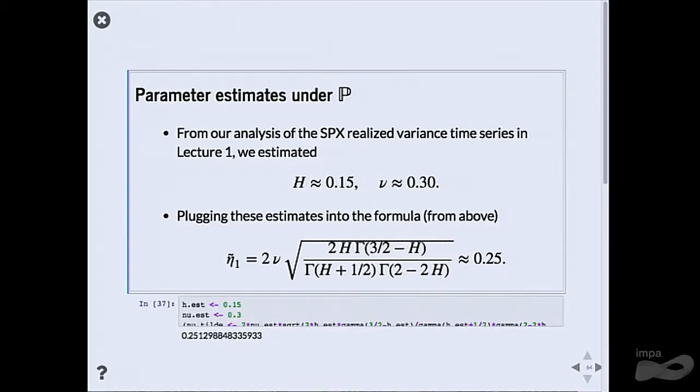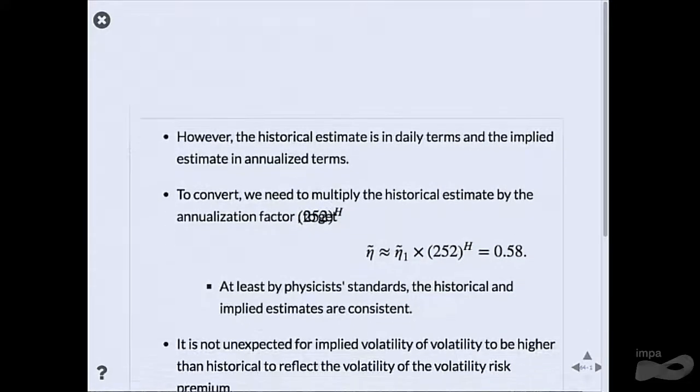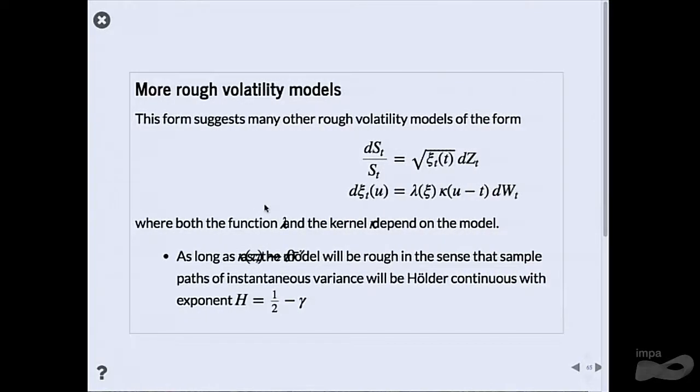So you have to convert daily to annual, and when you do that, you get something like 0.58. And for me, I don't know for you, but 0.58 and 0.7 are pretty much the same number, good enough. By physicist standards, it's the same thing.